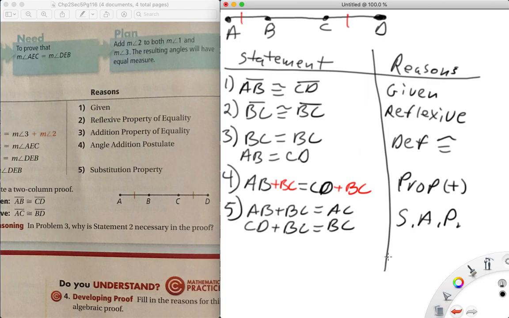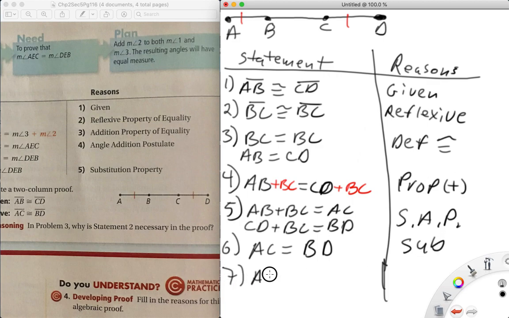Okay. After that, I can say that AC is equal to BD, and I can do that because of substitution. And then my last step is to say that AC is congruent to BD. Definition of congruency, which says that if they're equal, then they're congruent.